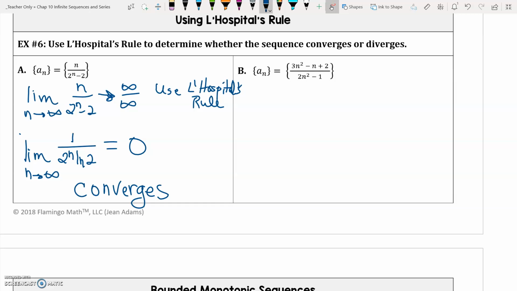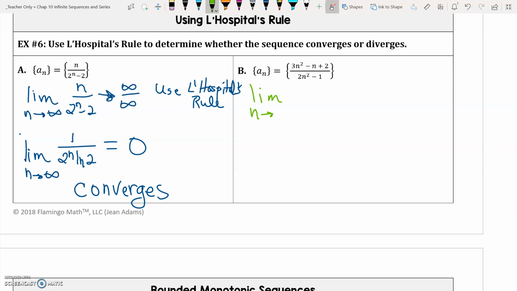Now, we're asked to use L'Hopital's for the next one, but if you use your rule of horizontal asymptotes, you already know what the answer is going to be. It's going to be 3/2. But just in case you have to show your work for it, you want to make sure you're going through the steps of L'Hopital's rule. And in this case, we're going to have to do it twice, because they're both to the second degree.